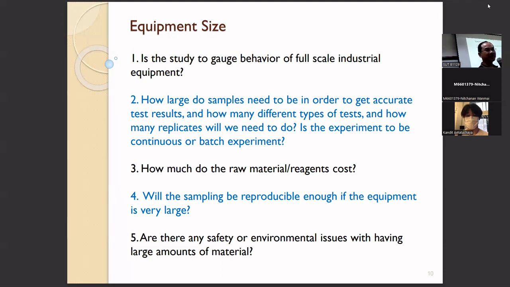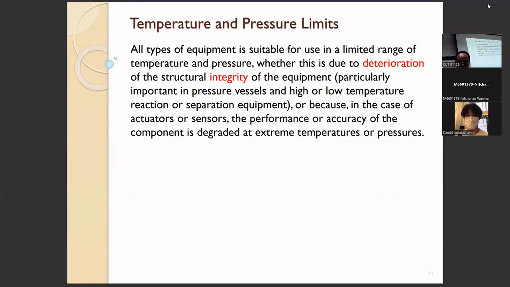If you have a reactor with agitation to mix, you can say it is well mixed. You have to confirm whether it is well mixed or not. You have to check this also. And the last one is very important: safety and environmental issues. You have to consider this. Also consider the deterioration of your equipment, how easily it degrades, and its reliability.